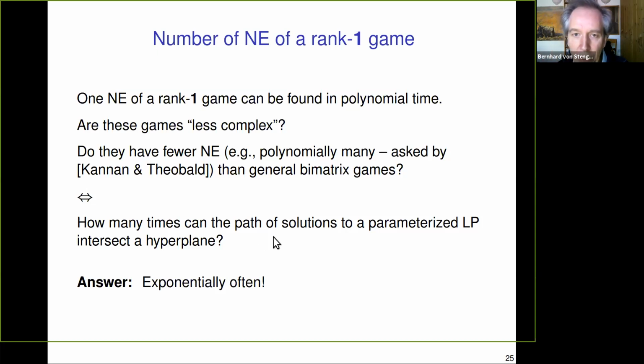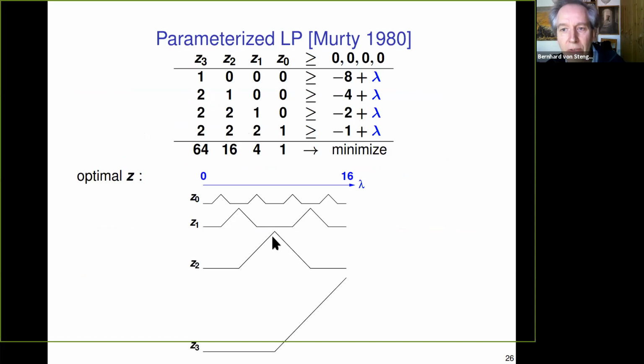There's a paper by Murty from 40 years ago now, which looks at the following parameterized game. Actually, it's a dual, so we parameterize the right-hand side rather than the objective function. The matrix is very simple. It's a lower triangular matrix, which has 1s on the diagonal, 2s below the diagonal, and 0s above. Then it has these exponential right-hand sides, -1, -2, -4, -8, plus lambda, and exponential weights for Z0, Z1, Z2, Z3: 1, 4, 16, 64. You see how this goes on.